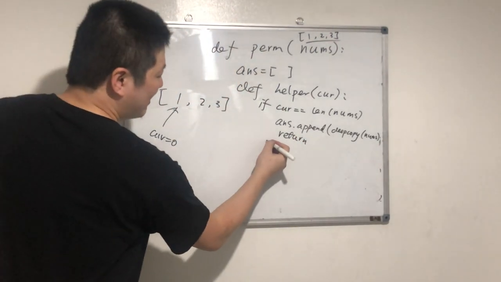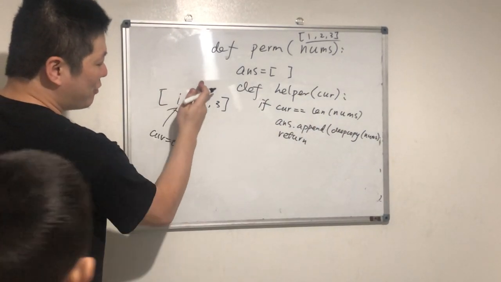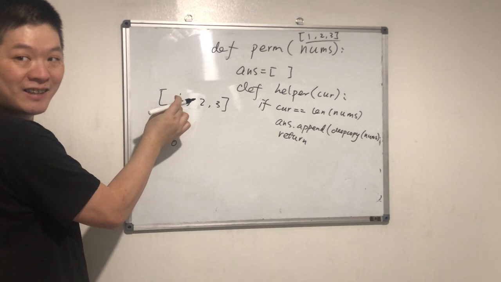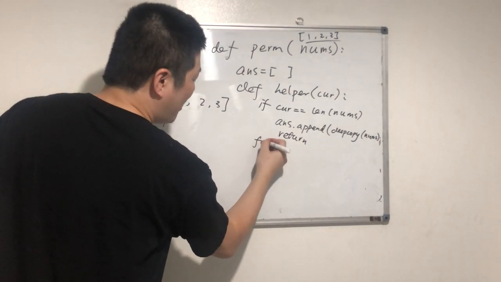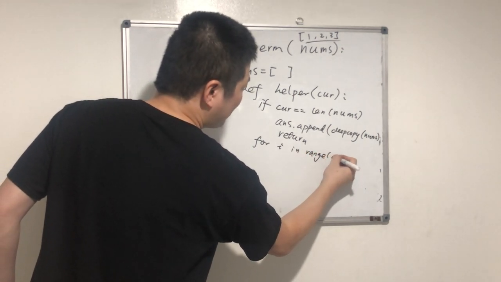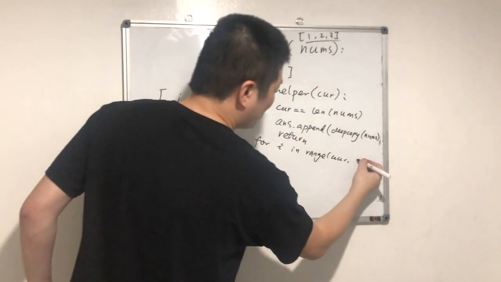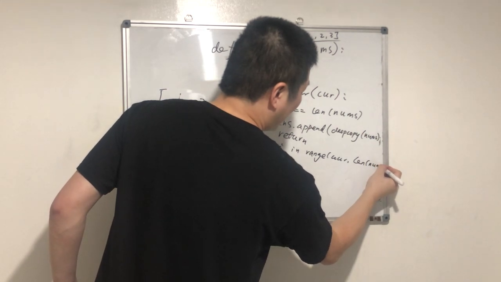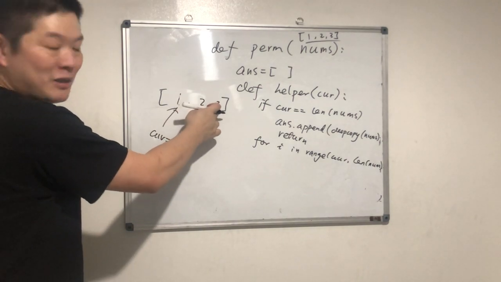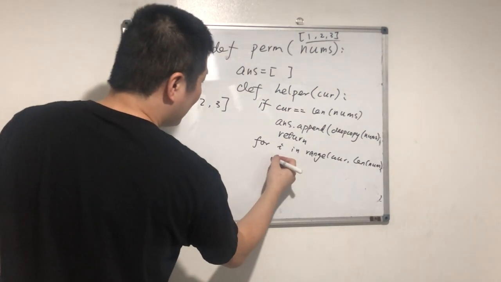Now, from current, we need to go through current plus 1, current plus 2, until the end, and swap each one with the current. So for i in range from current to the end of the nums, the length of nums. Then i will be current, current plus one, current plus two. And for each one, I need to swap with current.